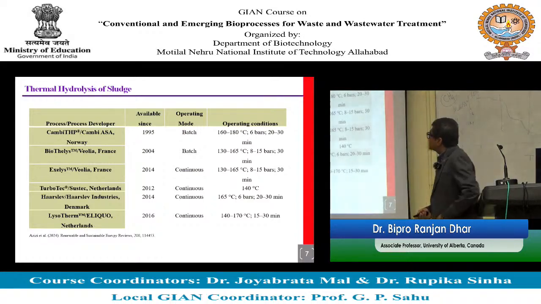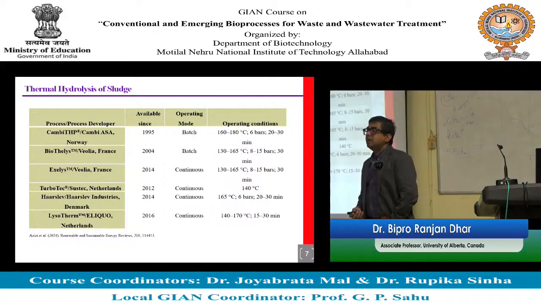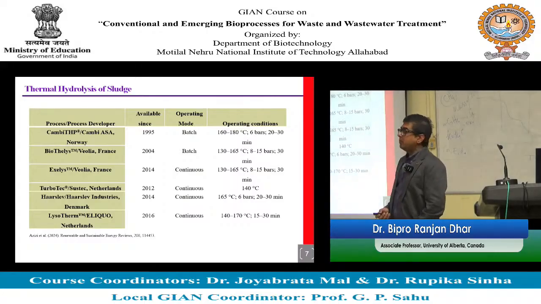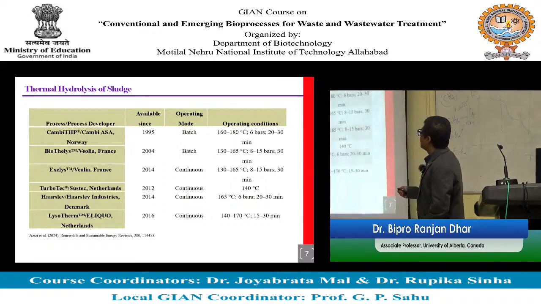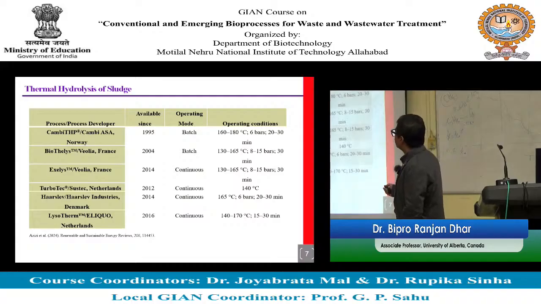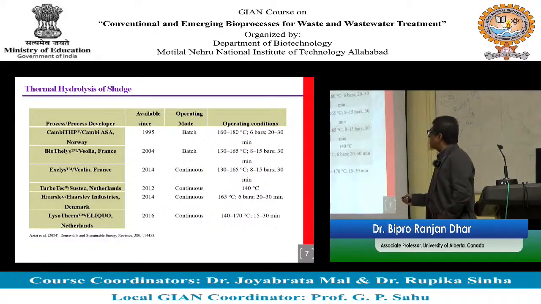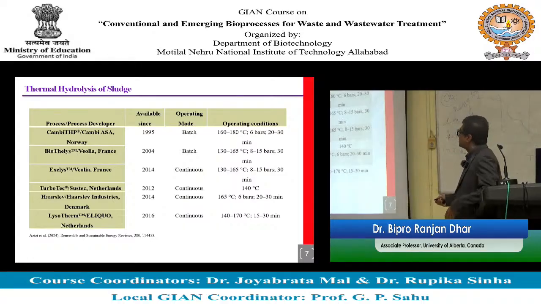But so far there have been several commercial products available if you want to use thermal hydrolysis for a facility. For example, Cambi was first developed in 1995. That's a batch process, and it's operated at 160 to 180 degrees Celsius for about 30 minutes. And then between early 2000 to 2016, you can see there have been some other commercial processes available.